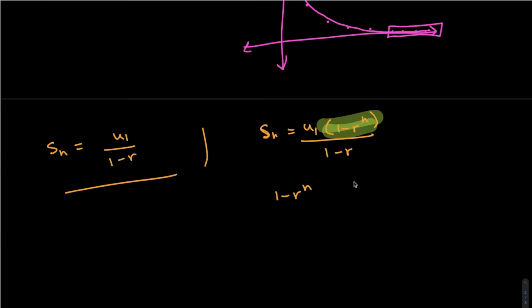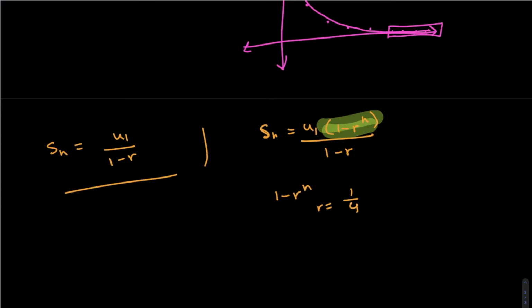Which is between minus 1 and 1. So let's take, for example, 1/4. Let's assume r to be 1/4. And what happens is when we do sum to infinity, because the common ratio is between minus 1 and 1.